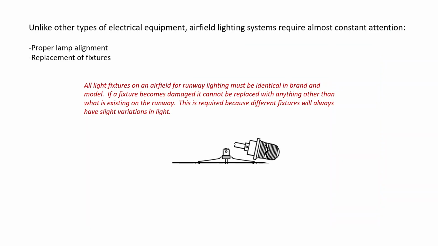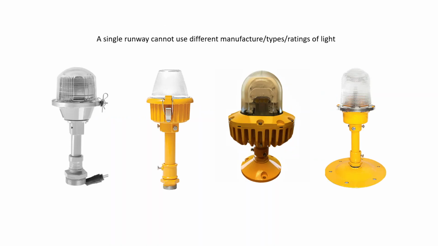Now, all light fixtures on an airfield for runway lighting must be identical in brand and model. If a fixture becomes damaged, it can't be replaced with anything other than what is existing on the runway. This is required because different fixtures will always have slight variations in light output. A single runway could not use different manufacturers or types or ratings of light.